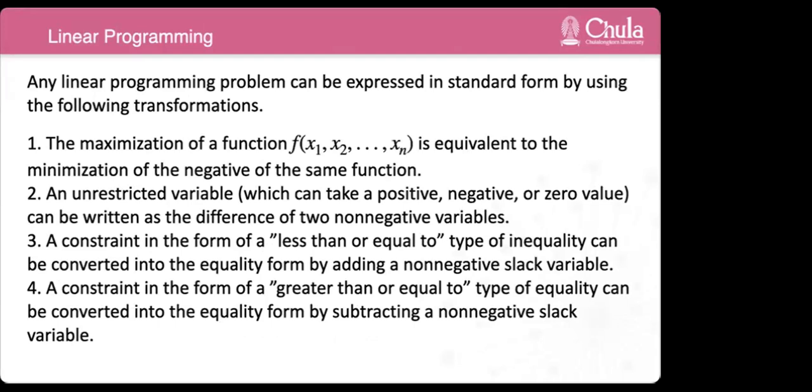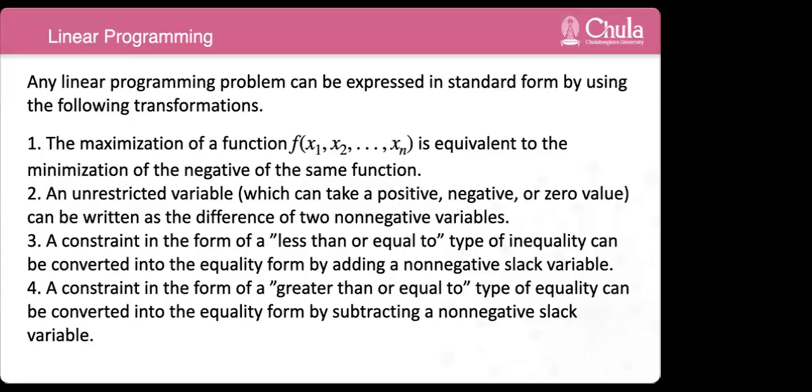Okay, so the fourth one, a constraint in the form of greater than or equal to, can be converted into equality form by subtracting a non-negative slack variable. The idea is similar to what we did for the less than or equal to.